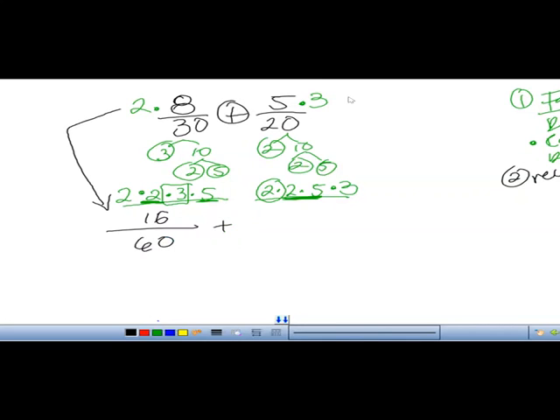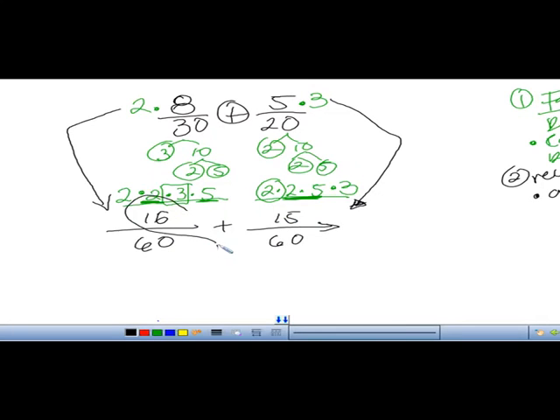Plus, bring down the next numerator. What is 3 times 5? That is 15. 2 times 2 times 5 times 3, that's still 60. And now on step 2, we need to also add. How do we add? Oh, Mr. Q, we just combine the numerators.